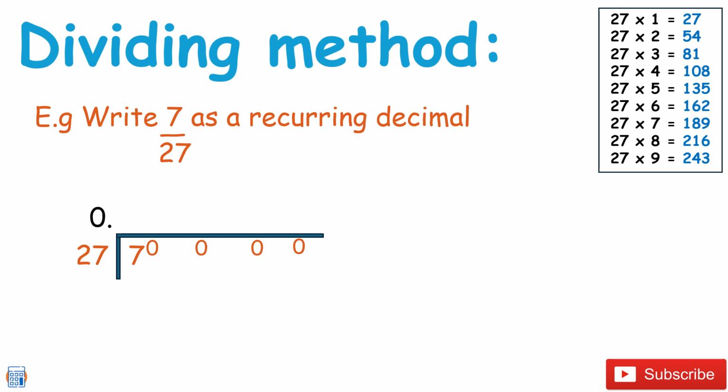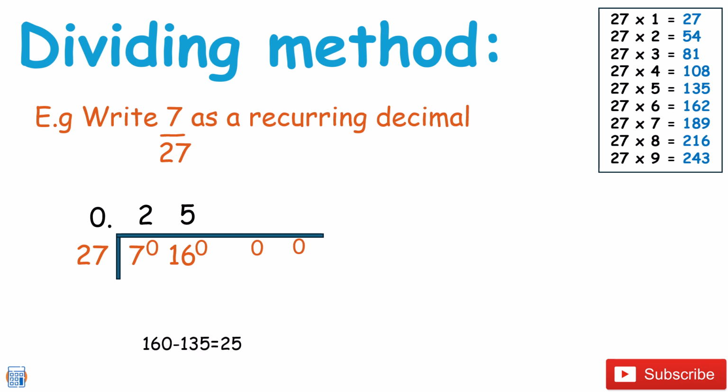Now I've written zeros. How many times does 27 go into 70? If we look at this chart up here, it is 2. And then what do I have left over? So it would be 70 take away 54. I have 16 left over, so I'm going to bring that up. As you can see, we now have 160. How many times does 27 go into 160? Let's look over here. It is 5.